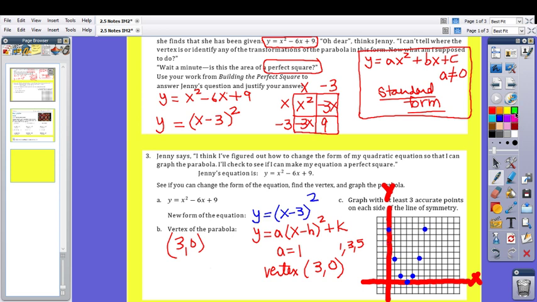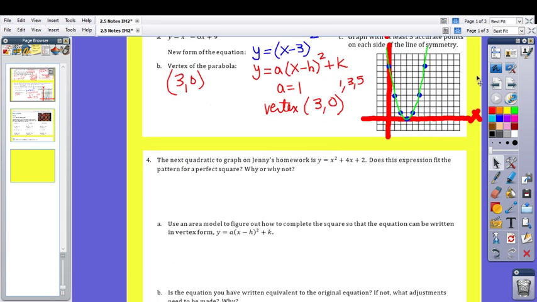Now you will be connecting it. So this is how your parabola will look. These are the points, and this is the parabola.